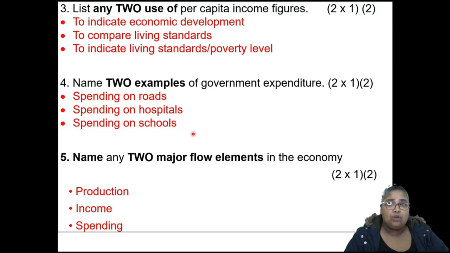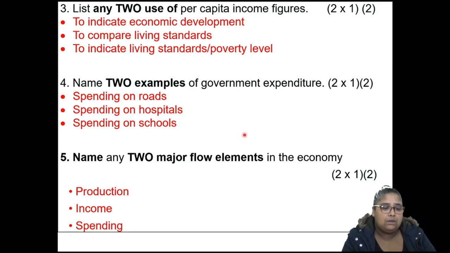If you were to say spending on infrastructure, remember infrastructure doesn't necessarily only refer to your roads and your airports, like harbors et cetera. So it's a very broad term, be more specific. Say what you are referring to in simpler terms, like given on the screen, okay? So 2 of those would be marked. Each one of those, spending on roads, 1 tick. Spending on hospitals, 1 tick.